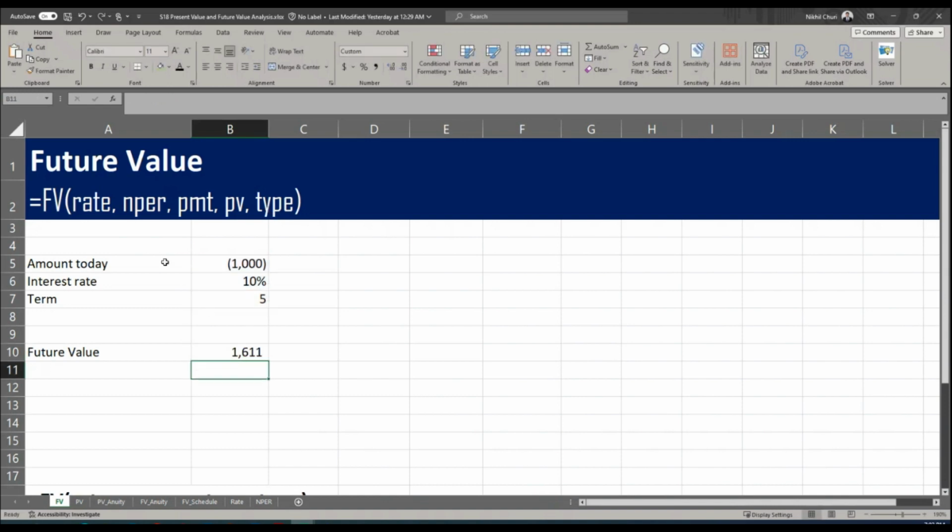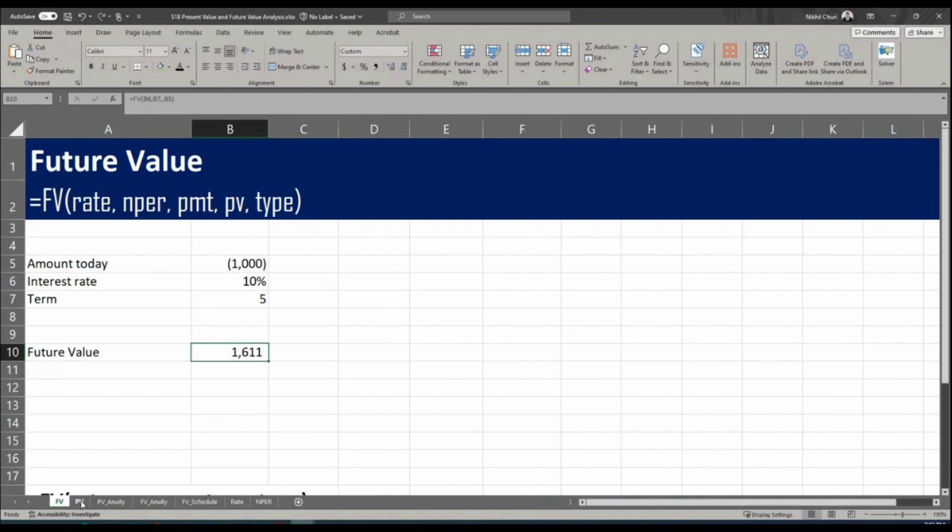That tells me that for my amount today, my present value of $1000 with these conditions, my future value will be $1600, and that's exactly what we saw previously when we were solving the problem mathematically using the formulas. Similarly, I can do the same for predicting my present value if I know the future value.